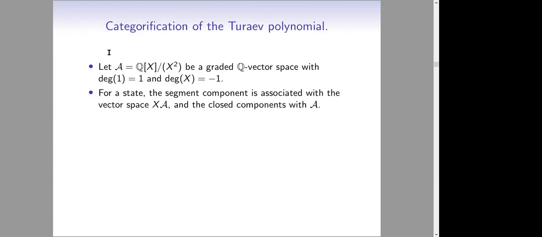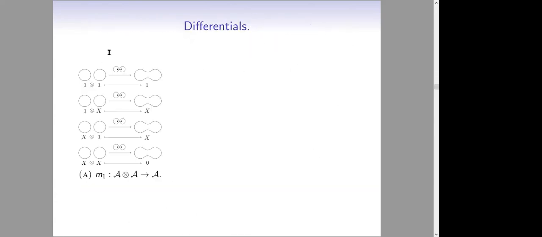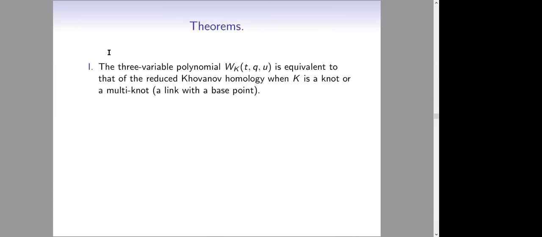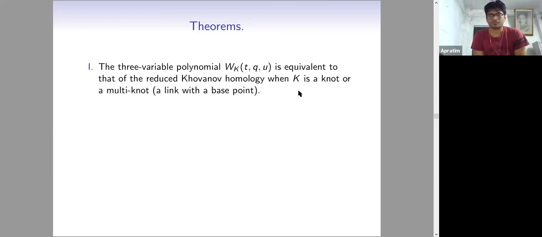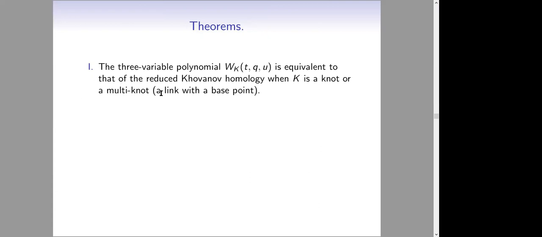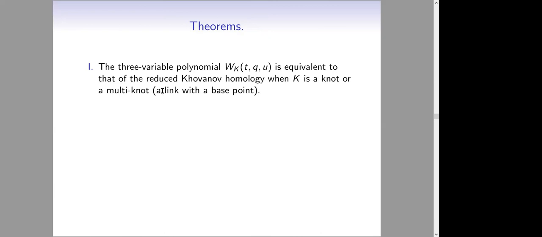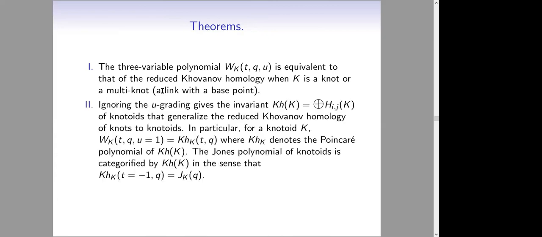So for knots, you can calculate the winding homology, and it turns out that it is the same as the reduced Khovanov homology of the knot, where you assume that you just connect those two endpoints. The same thing is true for a multi-knot, which is a link with a base point. A multi-knotoid would be a knotoid that has a single segment component and multiple closed components that might be knotted around. And a multi-knot is basically a link with a base point.